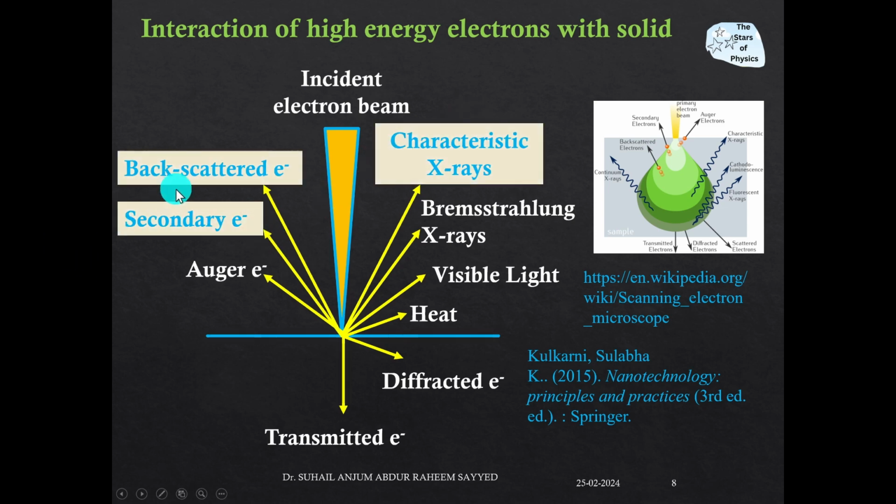Out of these three, only these two are important for generating the image, and characteristic X-rays are used for elemental analysis. We will see some graphs regarding that also in our coming discussion. And from the different parts of the sample, these emissions are coming, that are shown here. So in case of SEM, we have to concentrate on these two for image generation, and this one for the elemental characterization, that is called EDS or EDAX. We will see it in a later discussion.